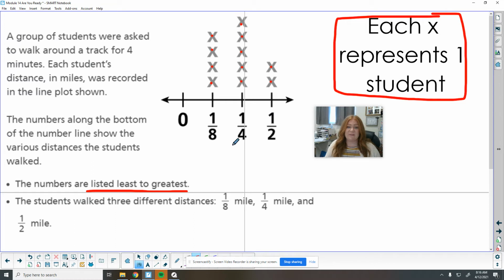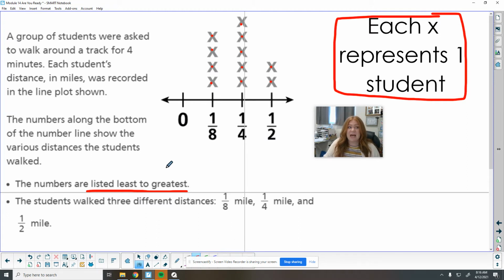We can use this information to answer a lot of questions. We could ask, what distance did most of the students go? Well, most of the students are in this column here, which is 1/4. We could ask, what's the farthest distance students went? Well, the biggest distance is 1/2. We could ask, what's the smallest distance some of the students went? The smallest number, the closest one to 0 here, is 1/8.